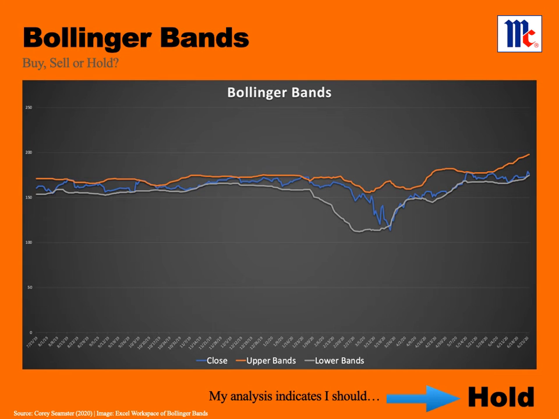In this case, according to Dr. Reading, when close is close to the upper band, it's an indication to sell. When close is close to the lower band, it's an indication to buy. And if things become volatile, hold in order to observe activity for a while until things settle down.